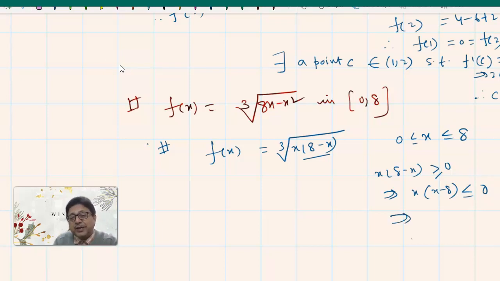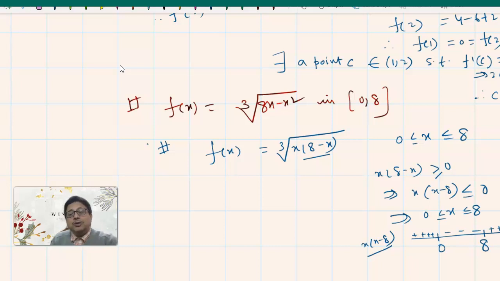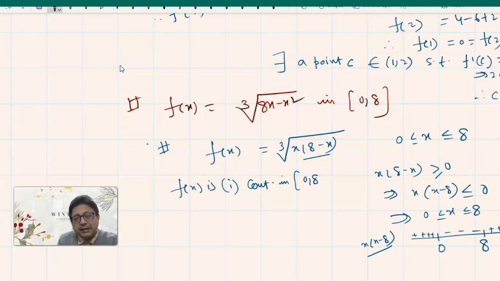This implies, if you go by the number line concept, in the interval [0, 8] this function obeys this condition, that is x greater than or equal to 0 and less than or equal to 8. Beyond 8, the function x into (x minus 8) is positive, and before 0 also both factors are negative, so the product is positive. Here only it is negative. So what about this function? You write f(x) in this manner. Obviously f(x) is, number 1, continuous in [0, 8].